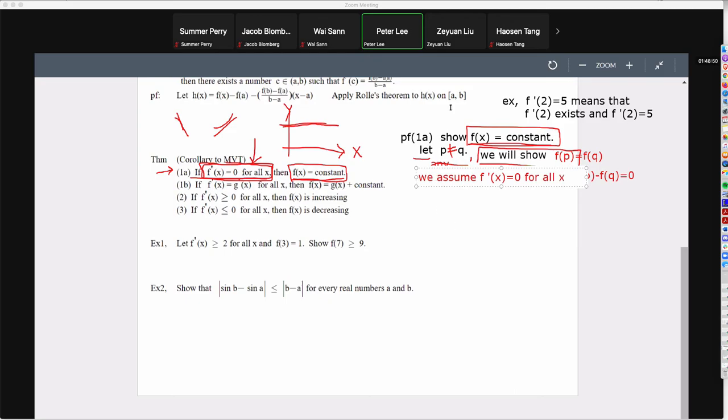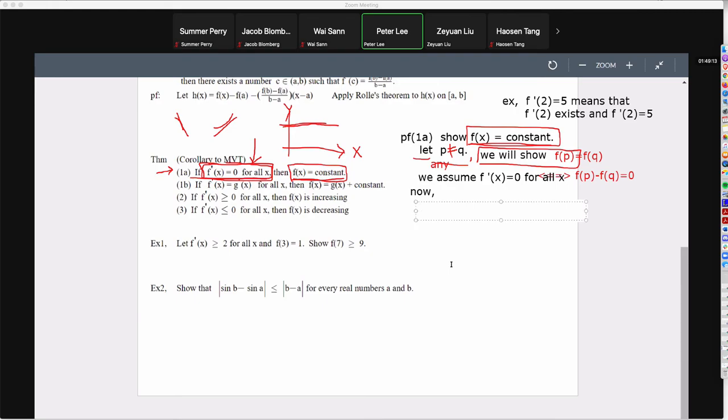Let me write this in blue. How about in black? Okay, the green is kind of overlapping with the red here. But anyway, we assume that f prime of x equals 0 for all x. So now let's show that statement. What do I need to show?